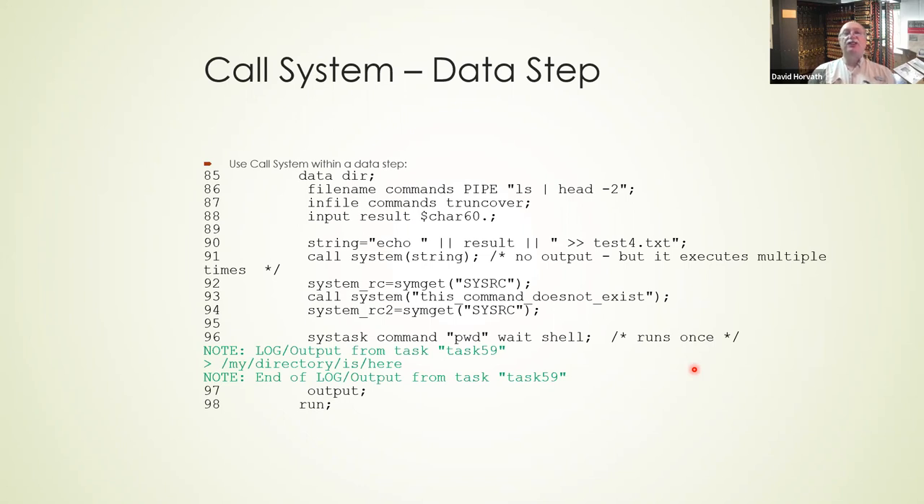I also have the capability within data steps with something called call system. Now in this case, and I'll talk about this later, there is the filename pipe command. But what this does, I'm taking a listing of a directory. I'm taking two records because I want a short, easy example. I read in file names. I create a command that will echo, print out the result, and save the output to a file. Check SYSRC, and then I'm going to execute this command that does not exist. We'll talk about Systask a little bit later. The interesting thing about Systask is even though this is in a loop, it only runs once.